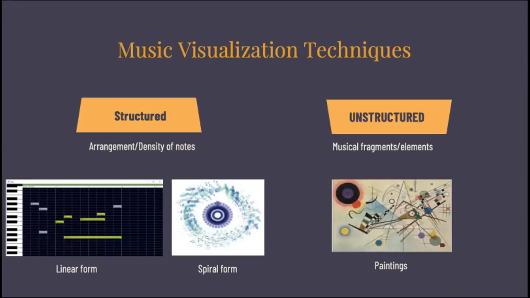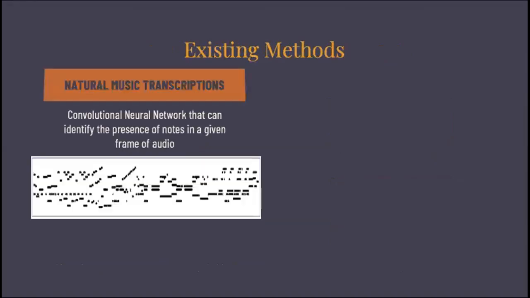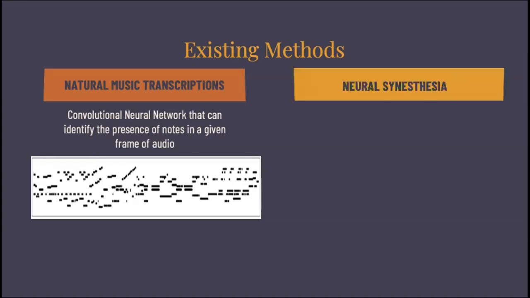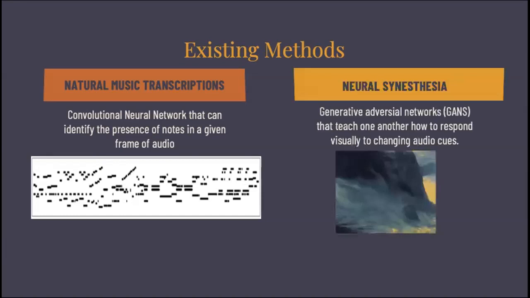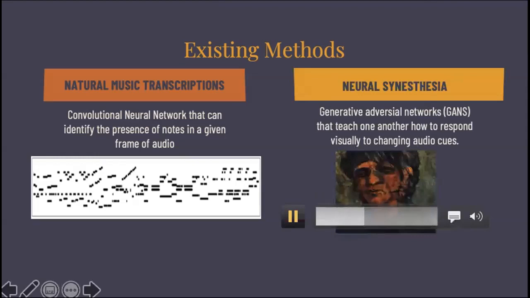So to give a little literature review, I'm going to be talking about existing methods. So, firstly, this is a technique developed by Stanford scientists to automate the process of sheet music where it identifies the notes in a given time. So, as it can be seen, this is an example of a structured form of music. So, this is neural synesthesia, which is basically an unstructured dynamic representation of the music where the image changes based on the musical elements such as density and the pitch of the audio.